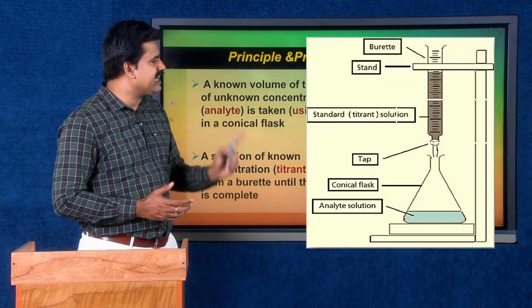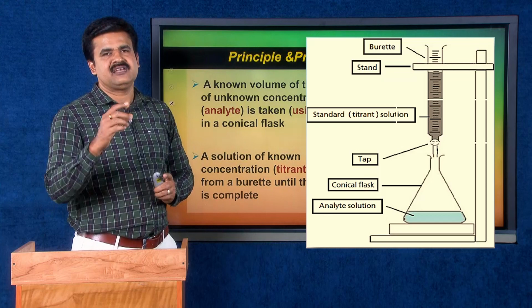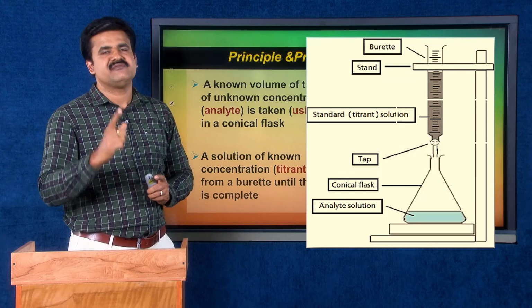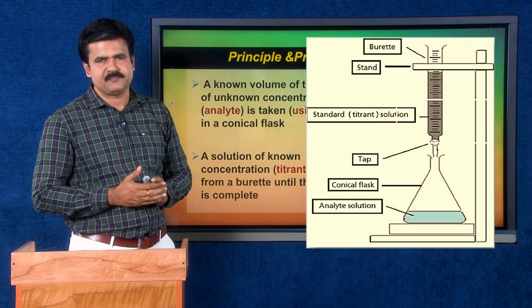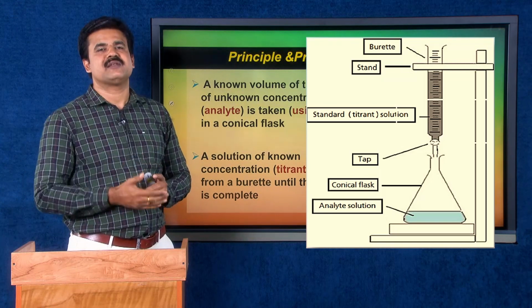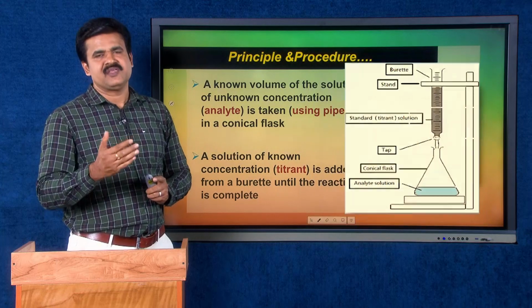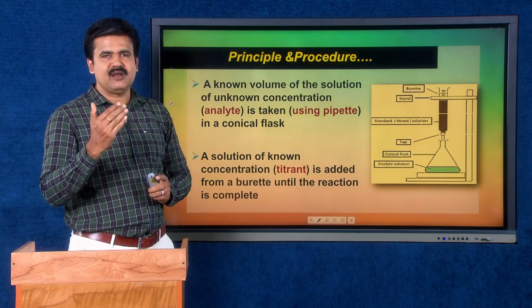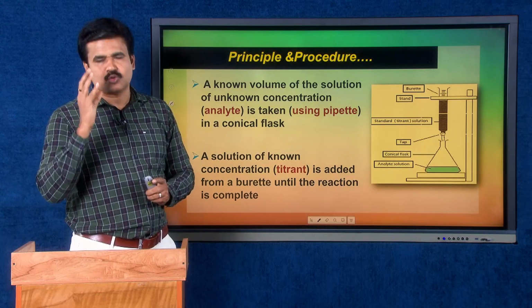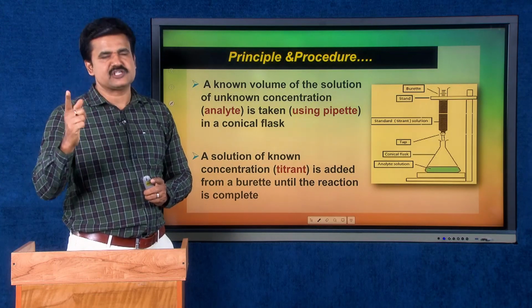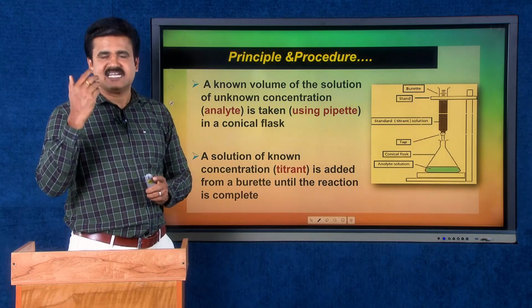You first pipette out the analyte into the conical flask. A pipette is a glassware which is used to measure the exact volume of a particular substance. In general, a pipette can measure 20 ml. So, by taking 20 ml or any other fixed quantity of the analyte and placing it in the conical flask, the burette should then be loaded with the titrant solution.